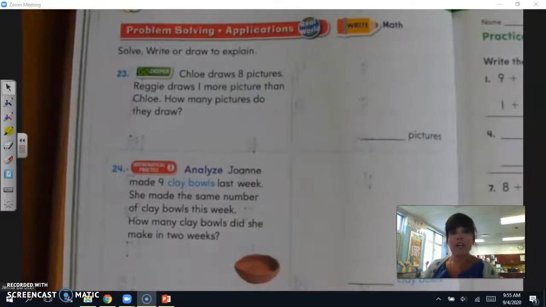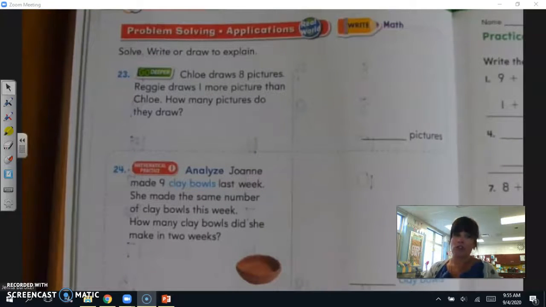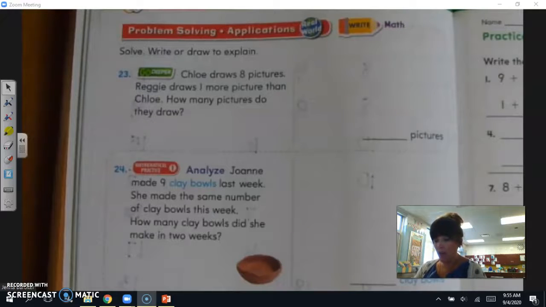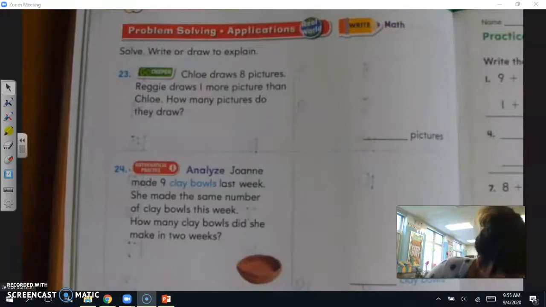Okay, number 23. Chloe draws 8 pictures. Reggie draws 1 more picture than Chloe. How many pictures do they draw? Let's read it again. Chloe draws 8 pictures. Reggie draws 1 more picture than Chloe. How many pictures do they draw?